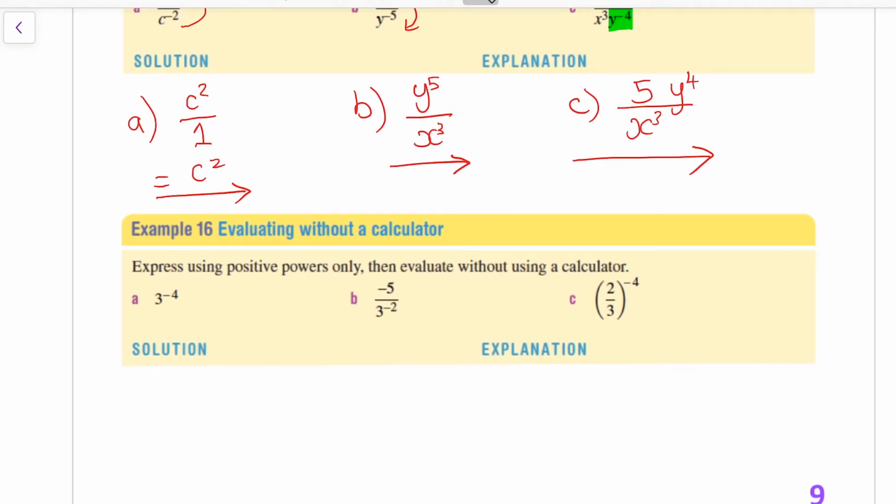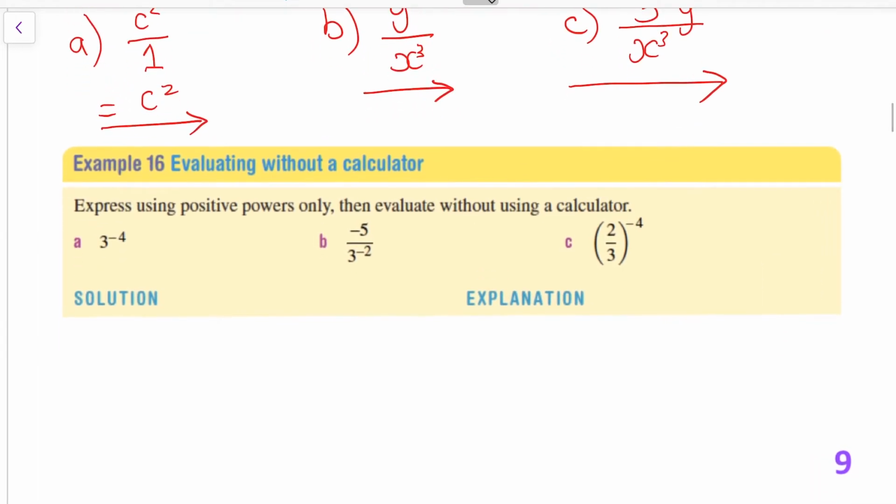Moving on to our final example, example 16. They're asking now for us to express as positive powers only, so that's step number 1. Then you need to evaluate these without using your calculator. So there's 2 steps involved, which means I'm going to be looking for 2 things. So step number 1, remove the negative power.